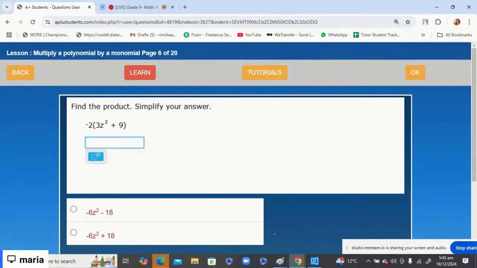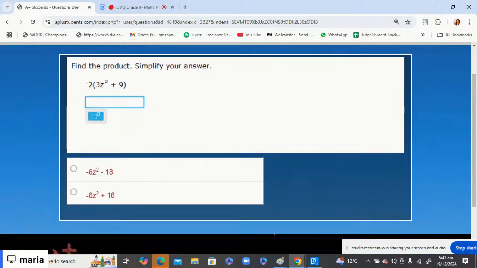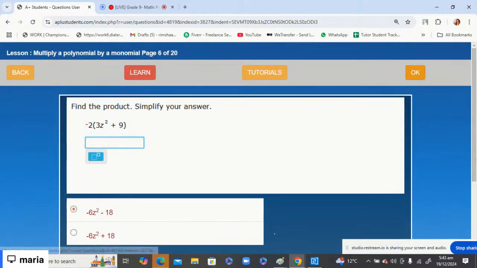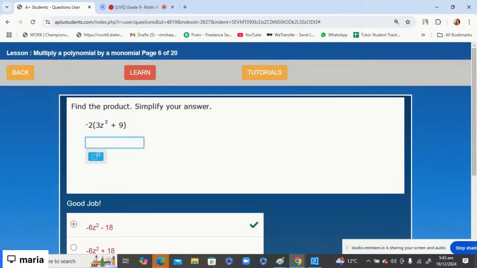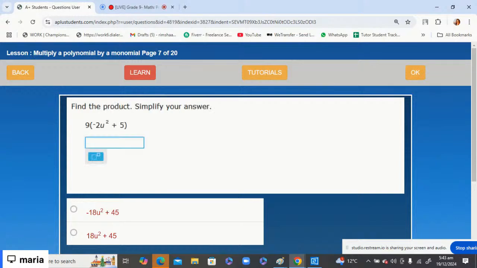What is the answer of this one? 2 times 3 is 6, minus sign as it is, 6z square, plus becomes minus, and 2 times 9 is 18. So with the minus sign, we move it, okay? Now, multiply 9 with what is inside and then just tell me the answer. Which one, option A or option B?